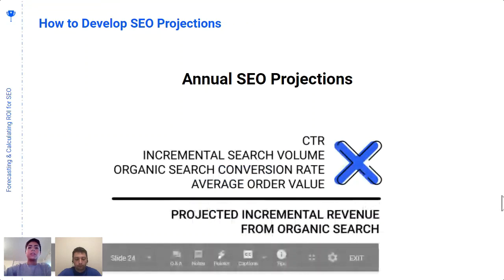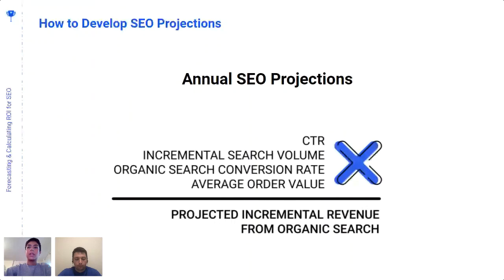So how do we develop these SEO projections? We have our annual SEO projections, which use the following formula. You're going to take CTR times incremental search volume times organic search conversion rate and multiply it again by average order value in order to get your projected incremental revenue from organic search. So it's a pretty simple calculation, but we're going to guide you through how to get to it.